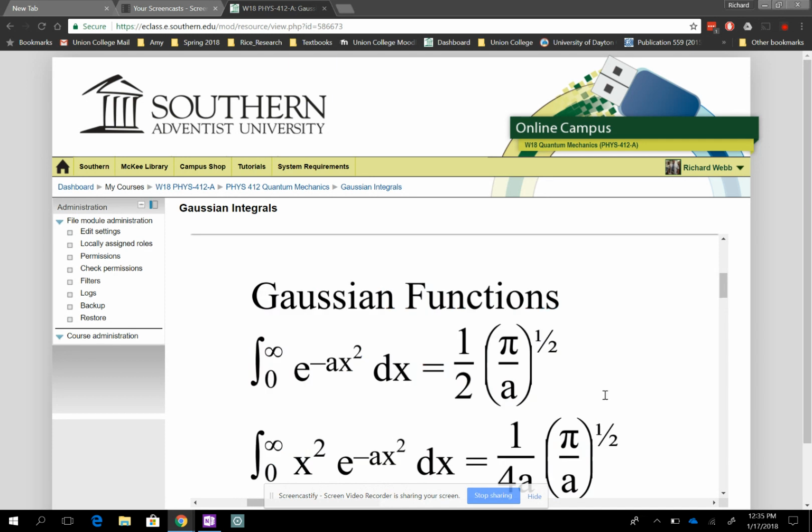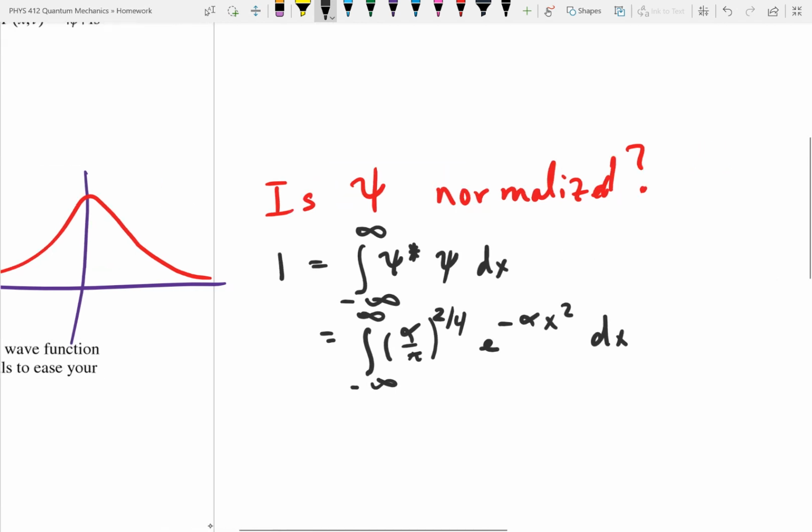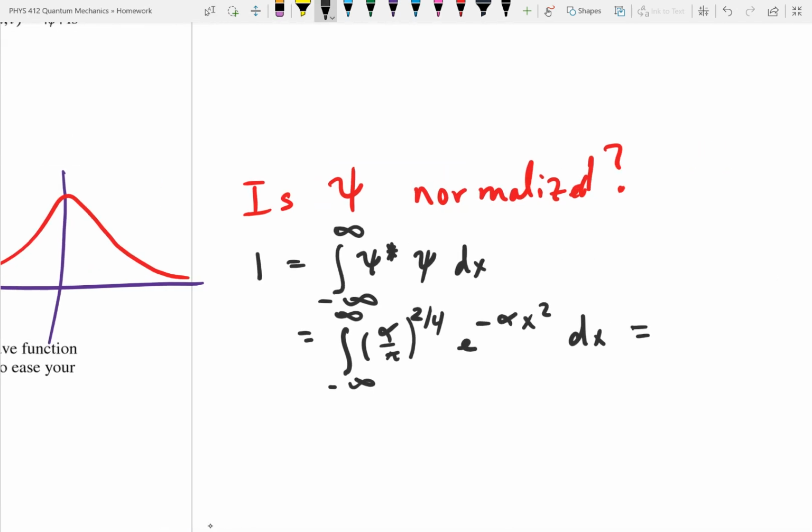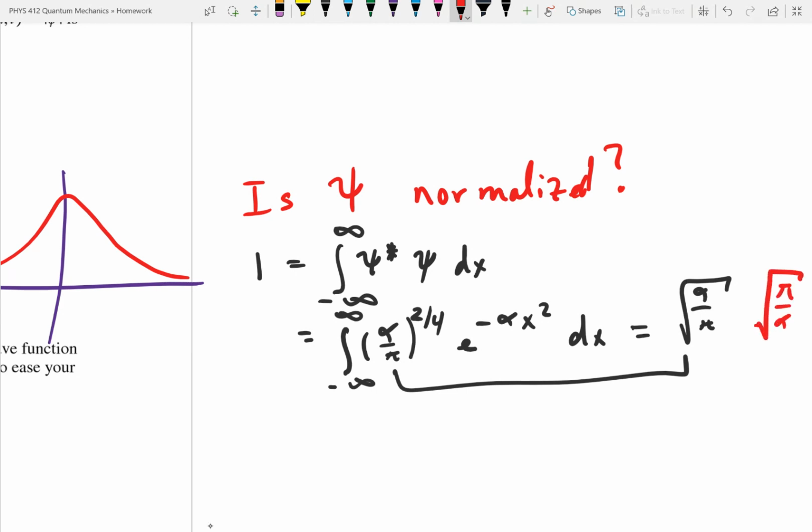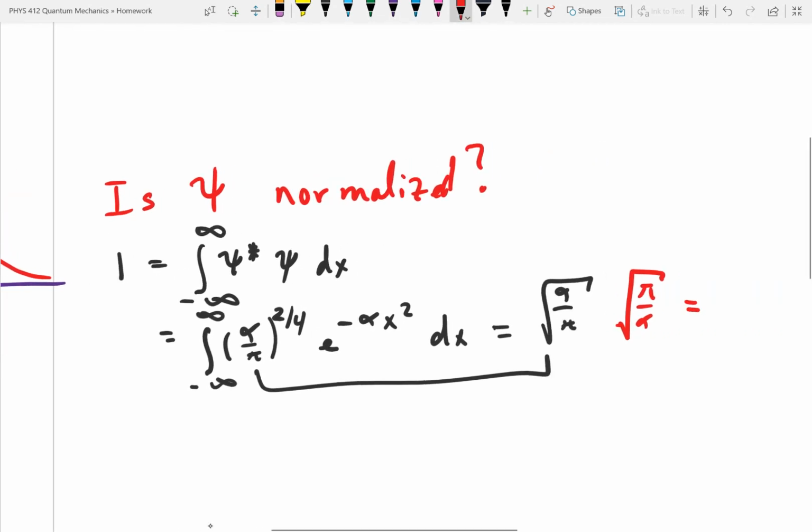For our first one, the integral from minus infinity to plus infinity of e to the minus ax squared is going to be 2 times 1/2, so get rid of the 2 and the 1/2, square root of pi over a, or alpha as our case may be. So this here is, and then our integral is, and guess what that's equal to? Yay. That's equal to 1.